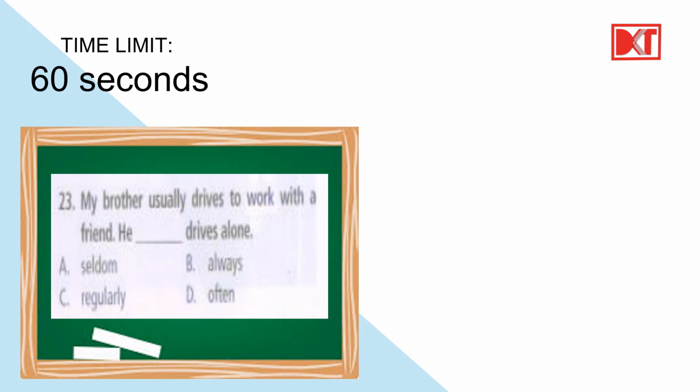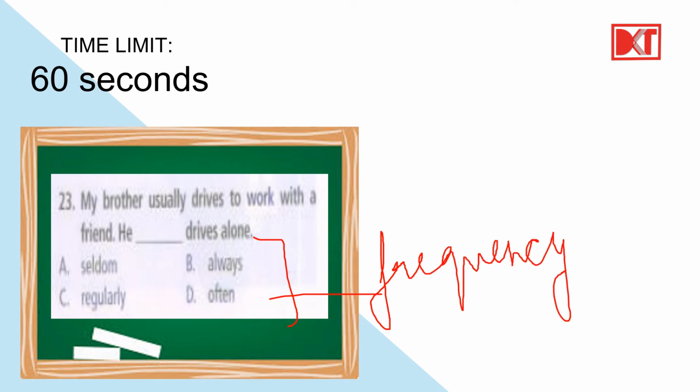Right, here the question says, my brother usually drives to work with a friend. He dash drives alone. A: seldom, B: always, C: regularly, D: often. All these are adverbs of frequency because they are answering the question of how often. So in this question, my brother usually drives to work with a friend, so he drives alone. So how often does he drive alone? He seldom drives alone. Seldom means rarely. Okay.